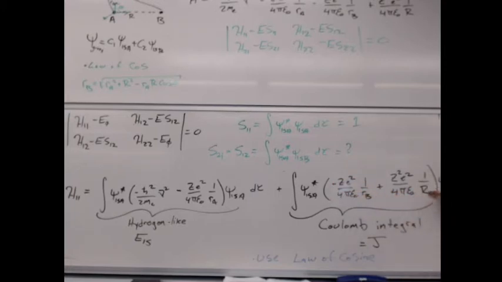This one's easy. We're going to use the Born-Oppenheimer approximation. R is a constant. We're just going to have a normalization, just going to get a constant out of that. This piece, that's the tricky piece.